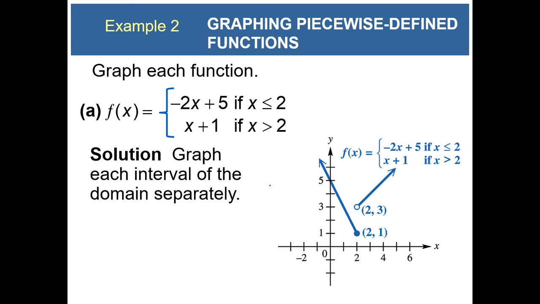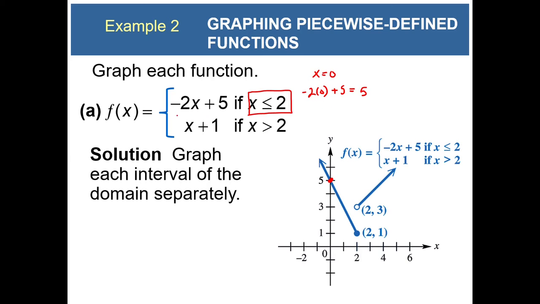Now, in order to do part A, it's easy to start by plotting points. So I'll plot points that are to the left of x equal to 2. So I'll pick x equals 0, something very easy to plug in. Negative 2 times 0 plus 5 gives me 5. So I'll plot that point first. 0, comma 5.